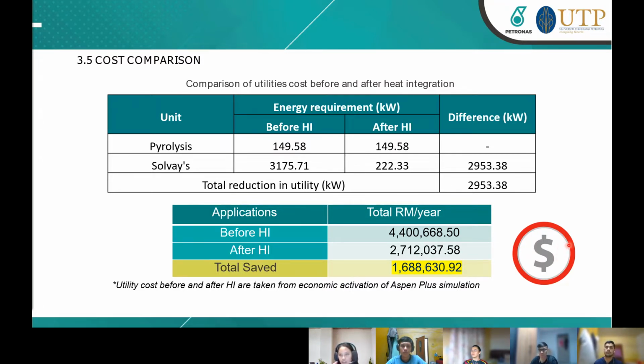Then a modified simulation flowsheet was developed for the process after heat integration, and we extracted the estimated cost from the economic analysis of the Aspen Plus simulation. Before heat integration, the estimated utility cost is 4.4 million, but after heat integration, the utility cost was reduced to 2.7 million, with almost 50% utility reduction. That is all for heat integration. I'll pass the floor to Frederick for the process control strategy of this plant.